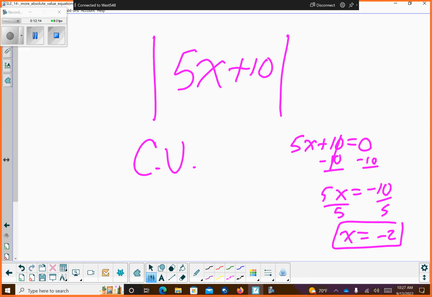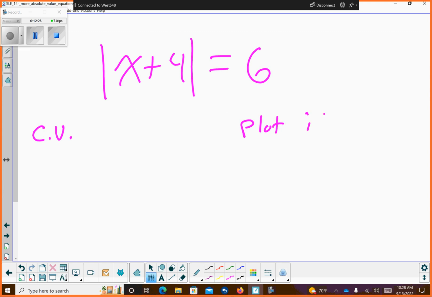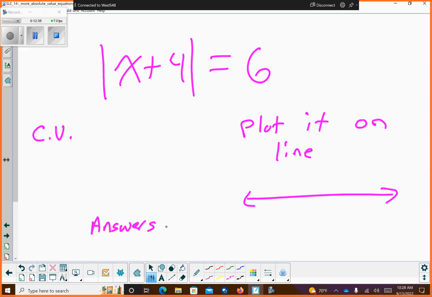Okay? So let's try one. I want you to find the critical value. I want you to plot it on the line. And then the answers. See if you can find that. Okay? So first thing you want to do is find the critical value. Then I want you to plot the critical value on the number line. And then I want to see if you can answer it.